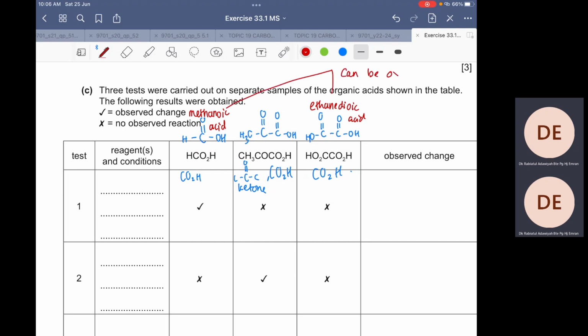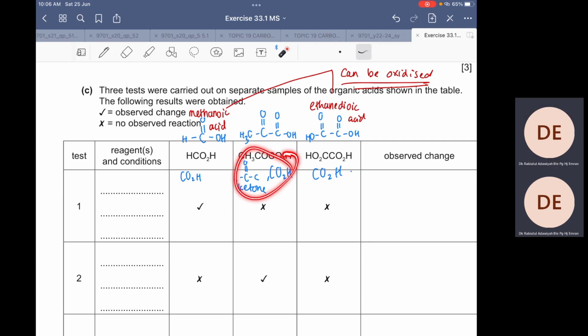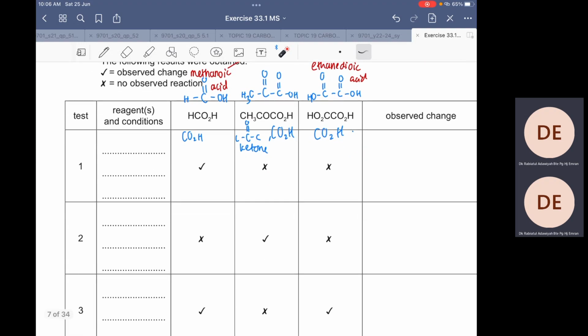They can be oxidized, but other carboxylic acids cannot be oxidized. Okay? So reaction 1 is a little bit difficult because that reagent only reacts with methanoic acid, but doesn't react with this ketone plus acid and the dioic acid. Okay, so I'll move on to part 2. I think part 2 is easier.